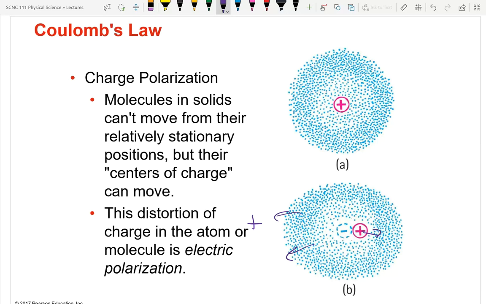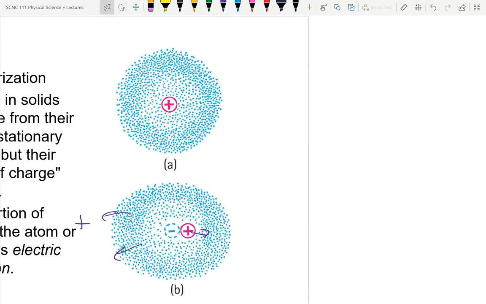But water molecules are already polarized. Water molecules, most people know water is H2O. So a water molecule is an O bonded to two H's.